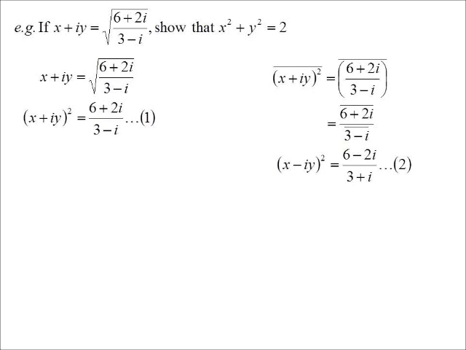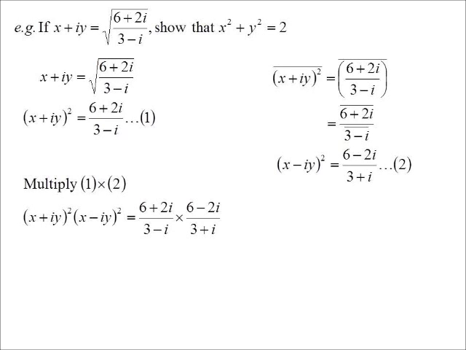So I've got these two equations. I'm just going to multiply them together. Now on the left-hand side, I'll get (x plus iy) squared times (x minus iy) squared. Conjugate times itself will be the sum of two squares. And you'll notice the fractions also end up being the conjugates times itself. So I will end up with (x squared plus y squared) squared is (36 plus 4) over (9 plus 1), which works out to be 4. So therefore x squared plus y squared is 2. It can't be negative 2 because x and y are real numbers and you can't square real numbers and get a negative. So that's a quick way of doing it.